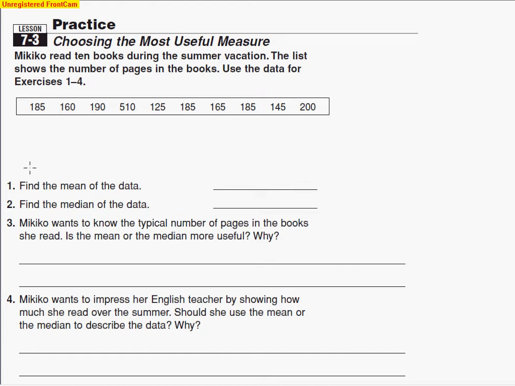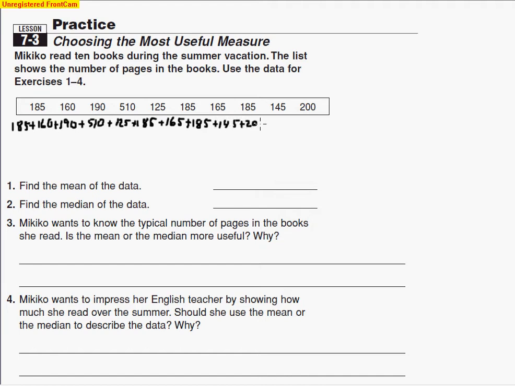So find the mean. So the mean, remember, is the average. And so all we're going to do is just take all these numbers and take 185. We're going to add that to 160. We're going to add that to 190. We've got to add 510. That's a lot bigger than the last two, or last three. 125, 185. We've got 165. And then we also have another 185, so a few that are 185, and then another 145 and 200.